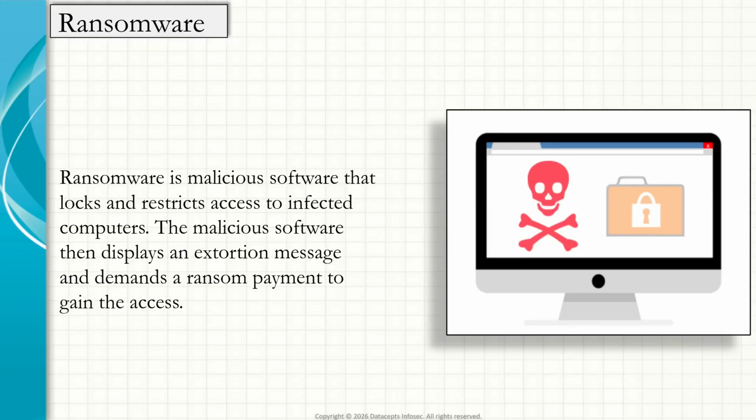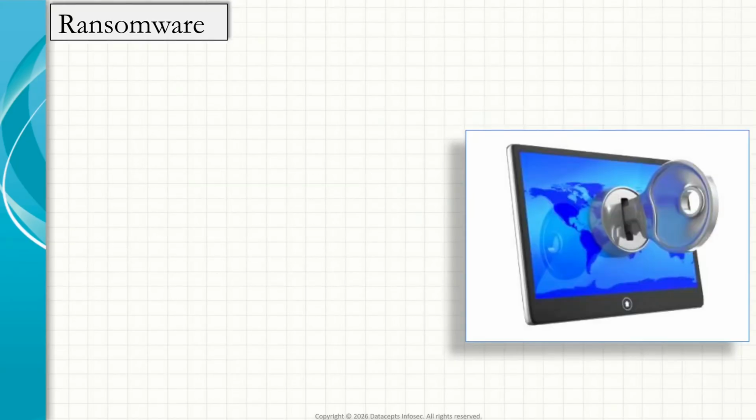That means the victim is shown a threatening message, usually asking for money in exchange for restoring access to files, systems, or data. In many cases, even if the ransom is paid, there is no guarantee that the attacker will actually restore everything, which is why ransomware is considered one of the most dangerous forms of malware.